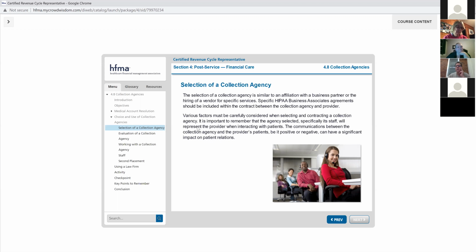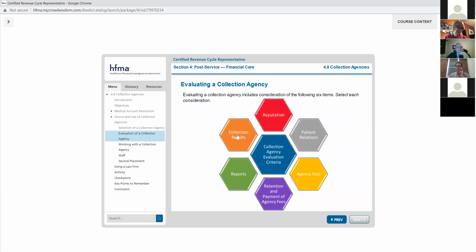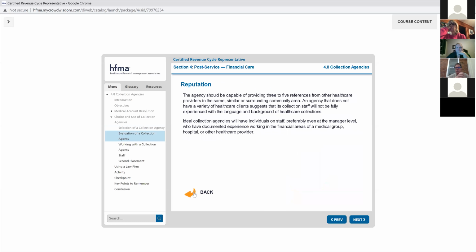Okay, and there are 6 components when evaluating an agency. First being reputation. Agency should be capable of providing 3 to 5 references. An agency that does not have a variety of healthcare clients will not be fully experienced in the language and the background of healthcare collections.